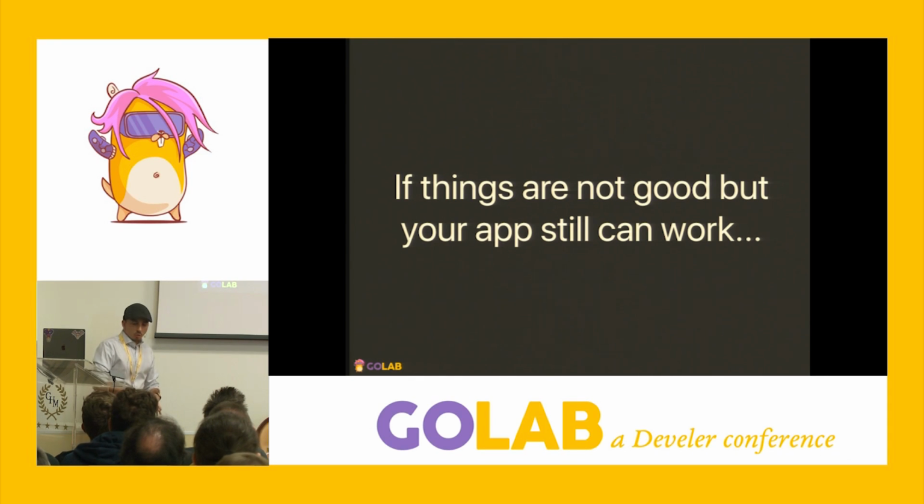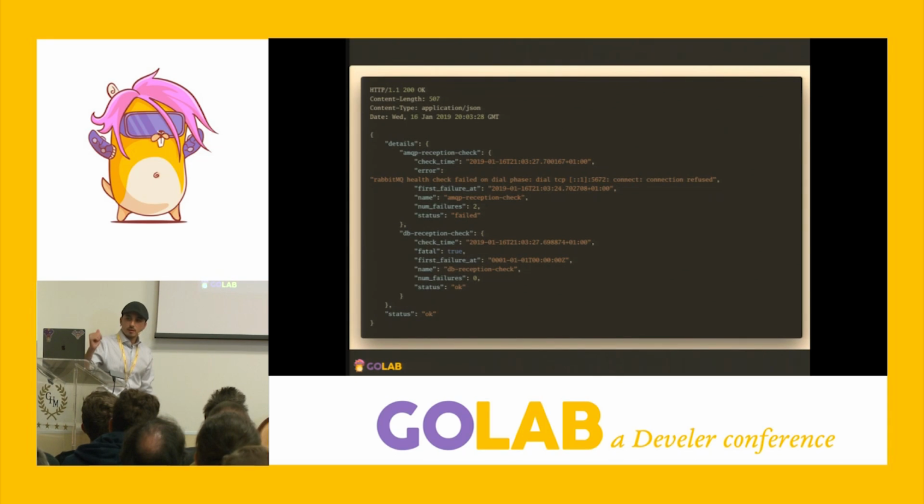If things are not so good, but your app can still run, so the Google example, you're going to have these. It's still a 200, but you're going to see there that we have number of failures. This allows you to have external monitoring systems actually checking if your application is healthy, which still can serve requests, or if you should be kicked out of the load balancing algorithm, or we should maybe put a maintenance page or something like that.